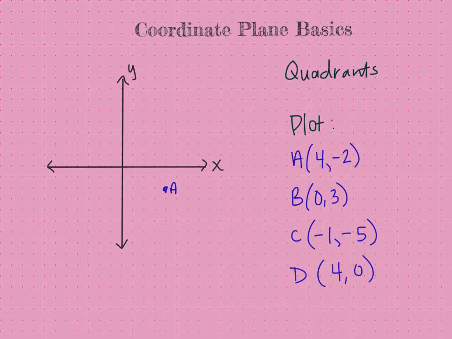And then point B is at 0, 3, so we're going to go 0 left or right and then up 3. This point B is not in any quadrant. It's actually on the y-axis. The x value is 0, anywhere on the y-axis. Point C, we're going to go left 1 and down 5.